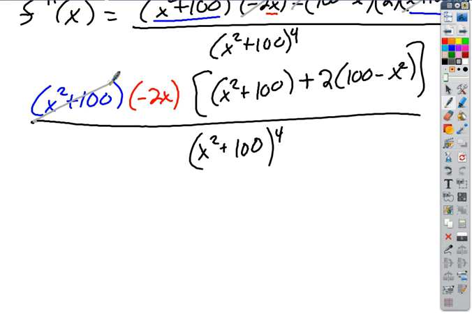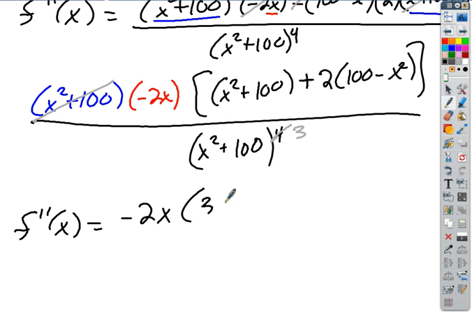So then I'm left with negative 2x times, what do I get when I pull all this stuff together? I'm going to get x squared minus 2x squared, which is negative x squared, on the top. And then 100 plus 200 is 300. Everybody agree that's what all that becomes if I just combine like terms?